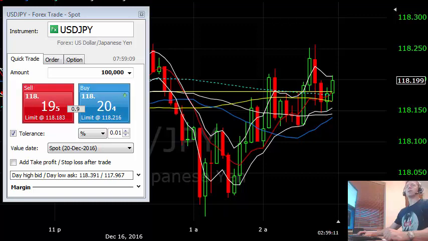What I'm going to do is just get those stops in place. Like I said, this could be over very quickly, because I'm just going to put my stop above that most recent high there. So just going to get that done.